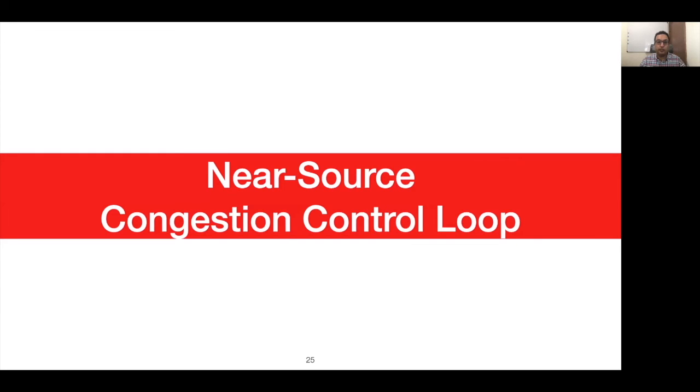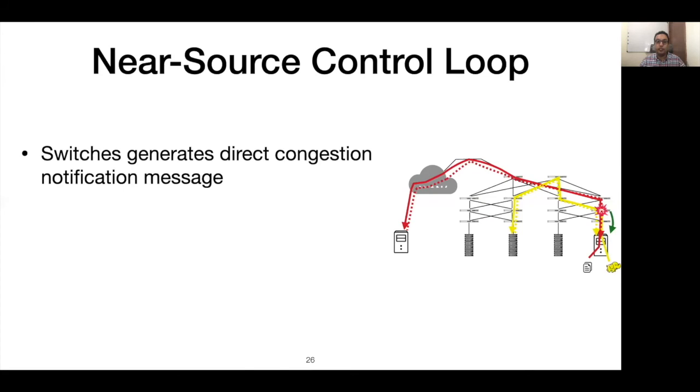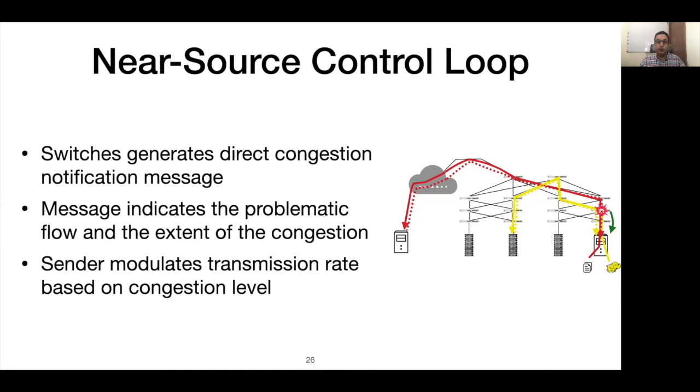Now I'll discuss some of the details of the near source control loop. On queue buildup, a data center switch generates a direct congestion notification message that is routed to the sender. The message indicates the problematic flow that's causing congestion, as well as the extent of congestion at the bottleneck. The sender modulates the transmission rate of the problematic flow based on the congestion level at the bottleneck.